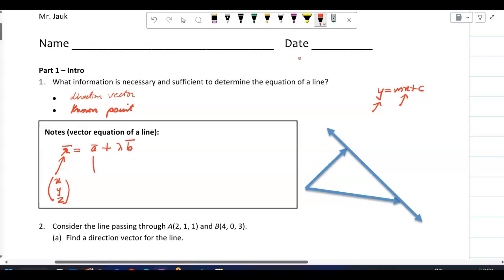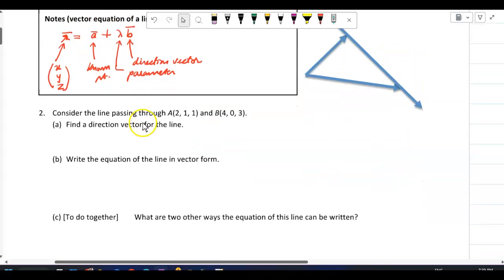What is your a? Your known point. And your b is your direction vector. The known point in your r equation and the known point in your direction vector can't be the same; they are two different things. What's lambda? Lambda is your parameter. What is a parameter? We'll discuss in a few seconds. A parameter is a variable. You leave it as a variable. And then this is the direction vector.